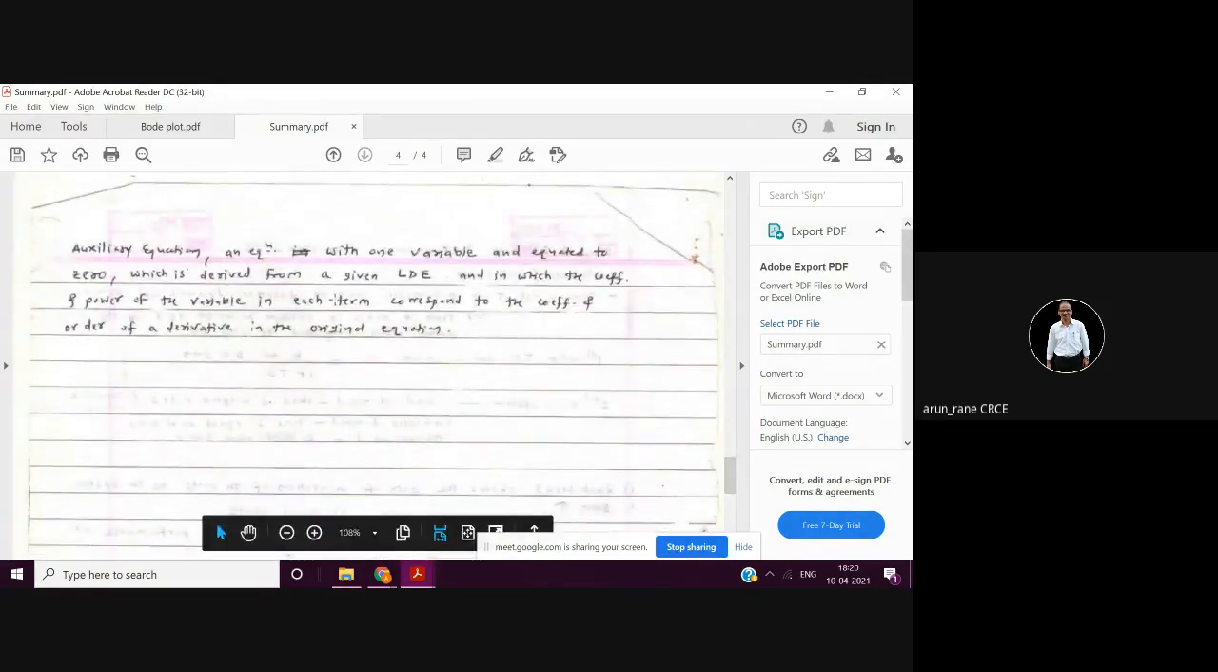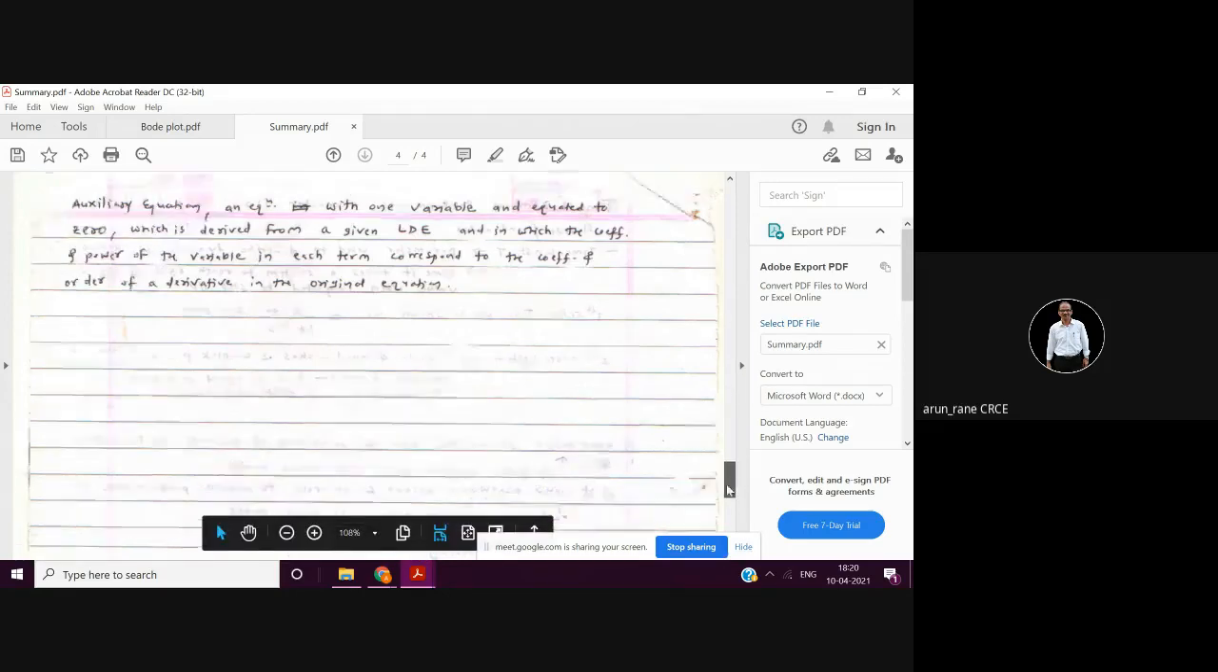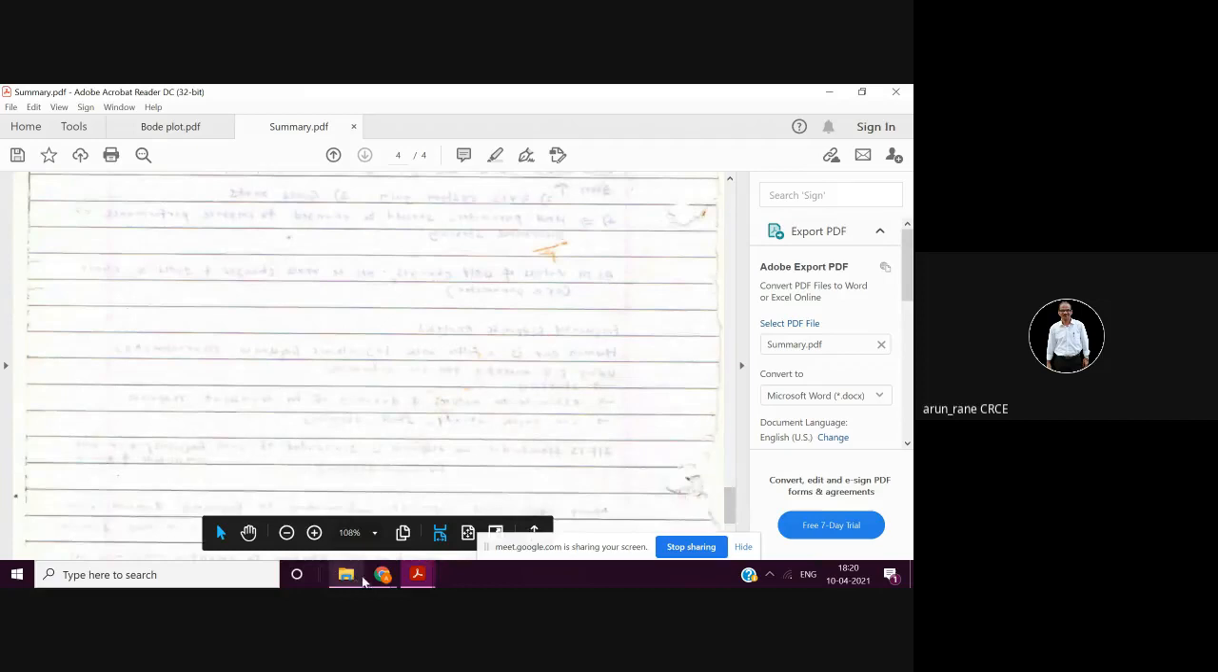An auxiliary equation is an equation with one variable, equated to zero, which is derived from a given linear differential equation and in which the coefficient and power of the variable in each term correspond to the coefficients of the differential equation. This is what we saw in root locus as well as in Routh's criteria. Now one last page.